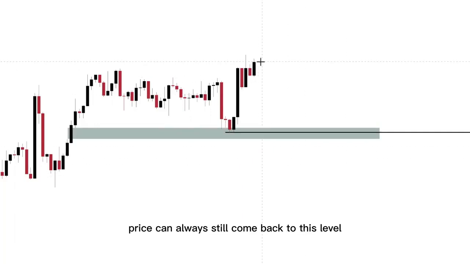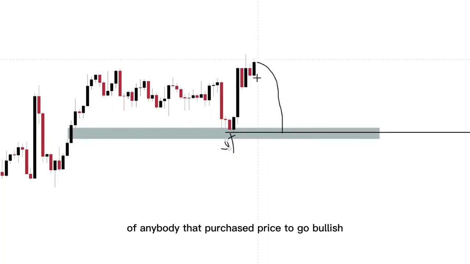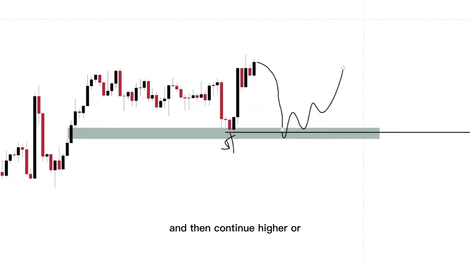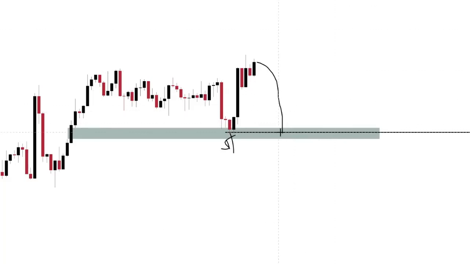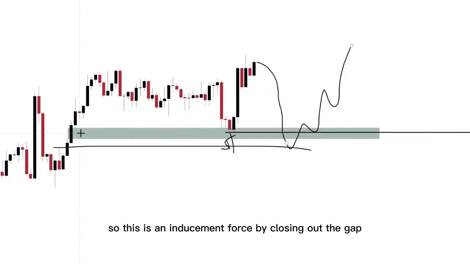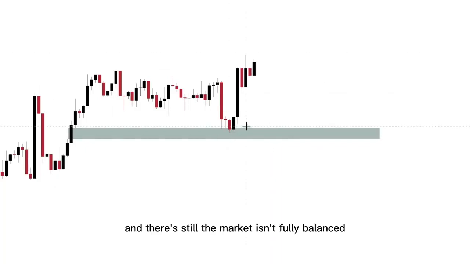Price can always still come back to this level, take out the liquidity right here of anybody that purchased to go bullish, close out this gap completely, and then continue higher, or go down and target an extreme level order block right here to continue higher. So this is an inducement forced by closing out the gap, but not completely. And the market isn't fully balanced. So price does need to come back and close this level out.